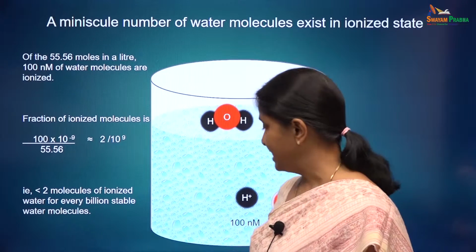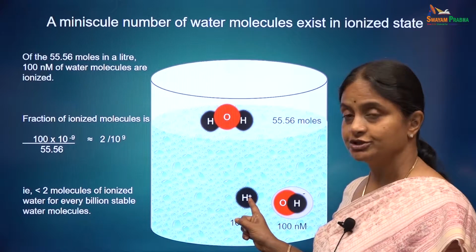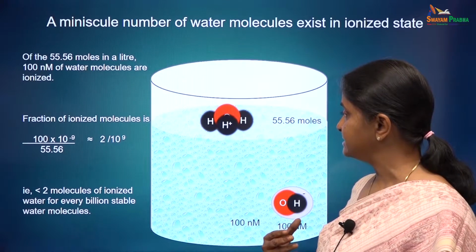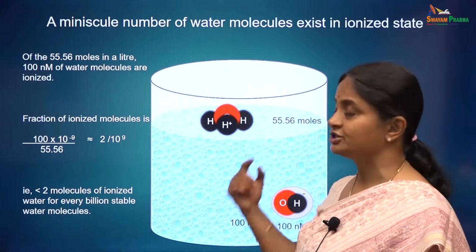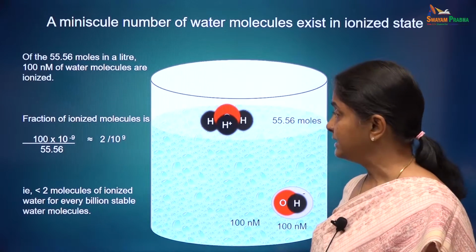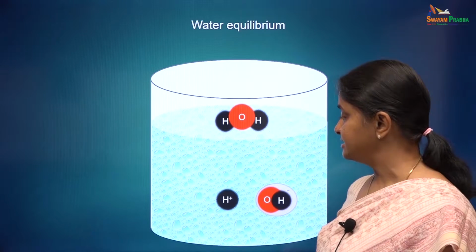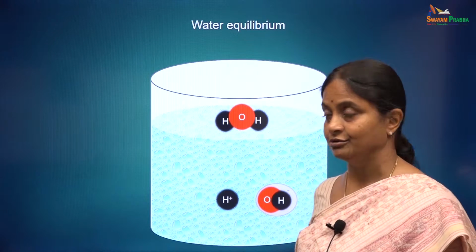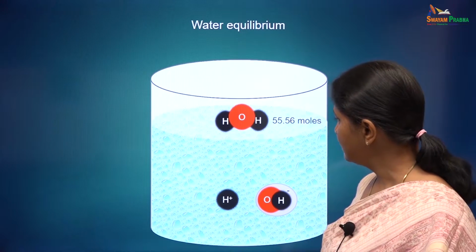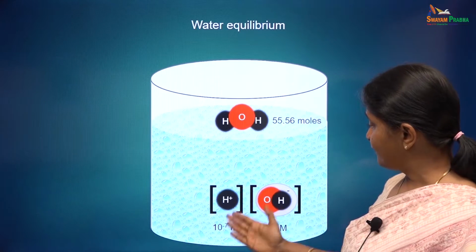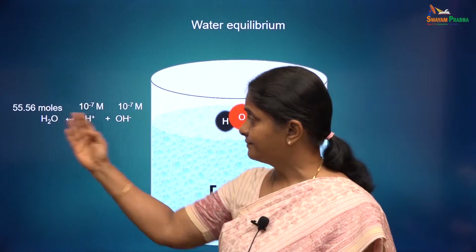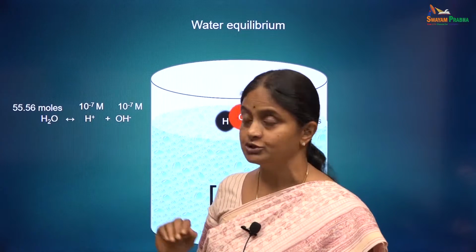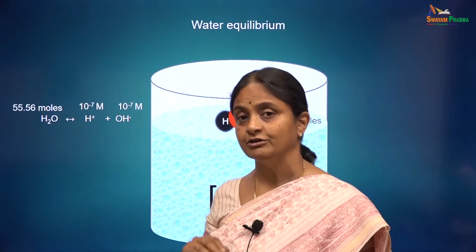Some sources will tell you that the free hydrogen ions in solution do not exist as free hydrogen ions, but they would exist as a hydronium ion in combination with a stable water molecule. That is a level of detail. For our considerations, we will consider free hydrogen ions as free hydrogen ions. So, we have this at equilibrium. So many moles of stable water molecules in equilibrium with 100 nanomoles each of hydrogen and hydroxyl ions.